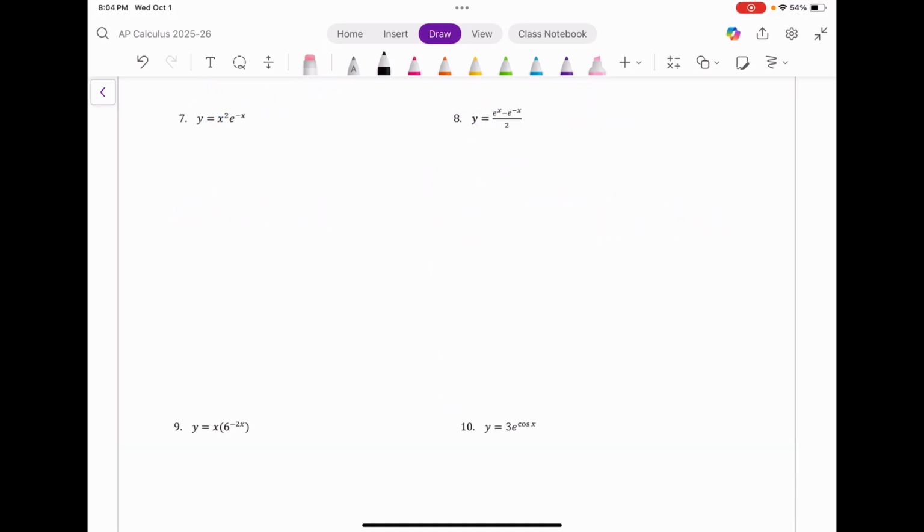All right, so here on 7, we have to apply the product rule. The derivative of x squared is 2x times e to the negative x, plus x squared times the derivative of e to the negative x, right? So that's just e to the negative x, and then chain rule, so times the derivative of negative x, which is negative 1.